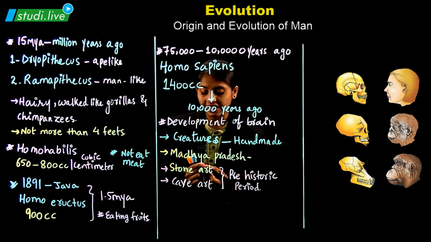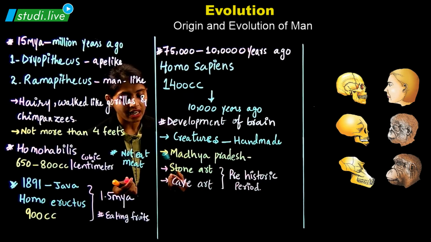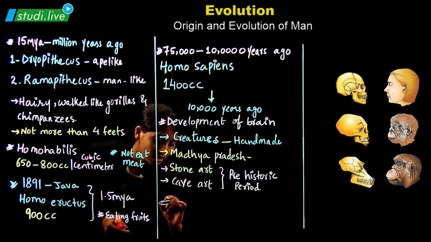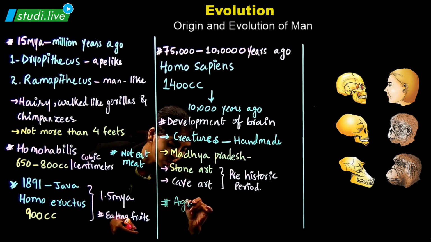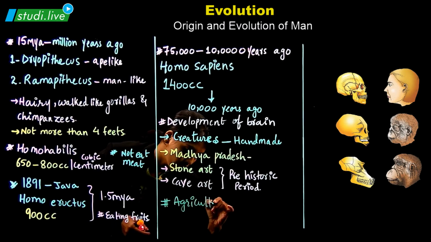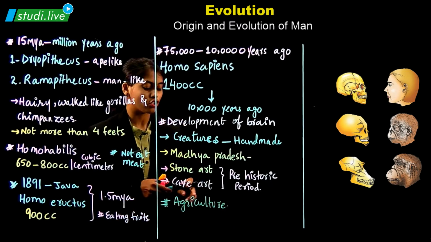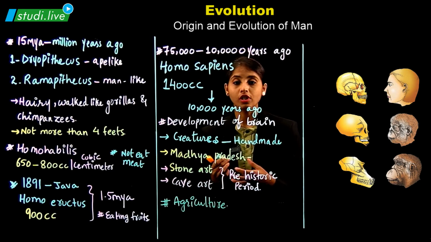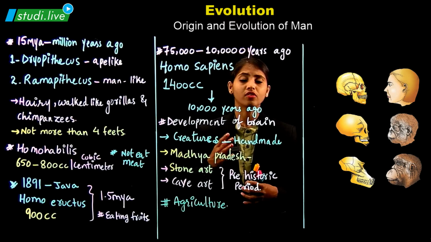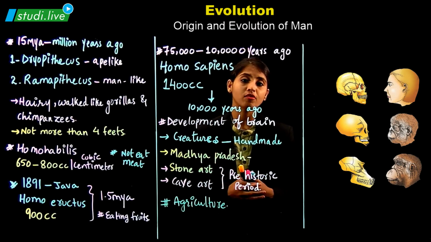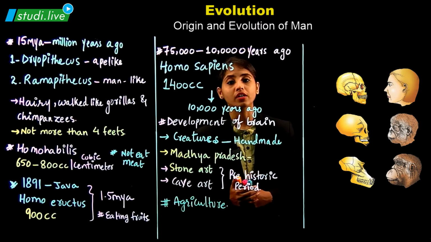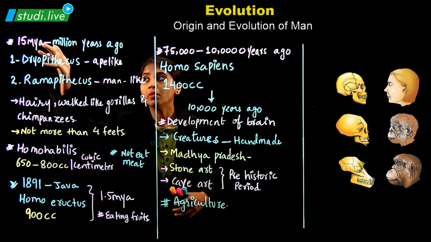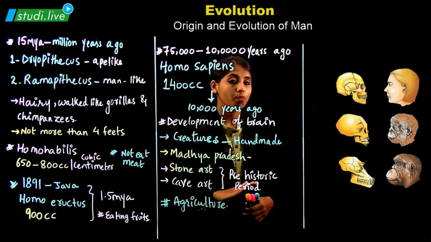Well student, this led to the utilization of their fields, and then agriculture came into the picture. When they started agriculture, they started getting different sorts of fruits and flowers, and then we started growing them, and that's how the evolution from 15 million years ago took place.